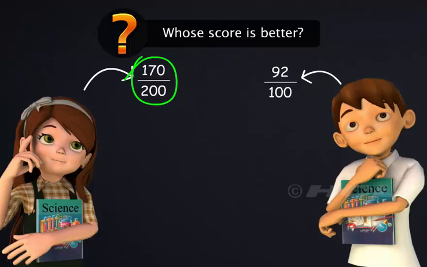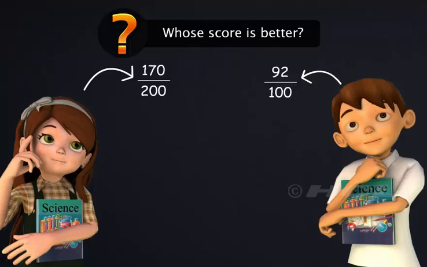Sela's marks may seem better than Sam's marks, but we cannot decide whose score is better only by comparing their marks. This is because the maximum marks out of which they have scored 92 and 170 are different. Or in other words, the fractions representing their marks have different denominators. Hence, these fractions cannot be compared directly.